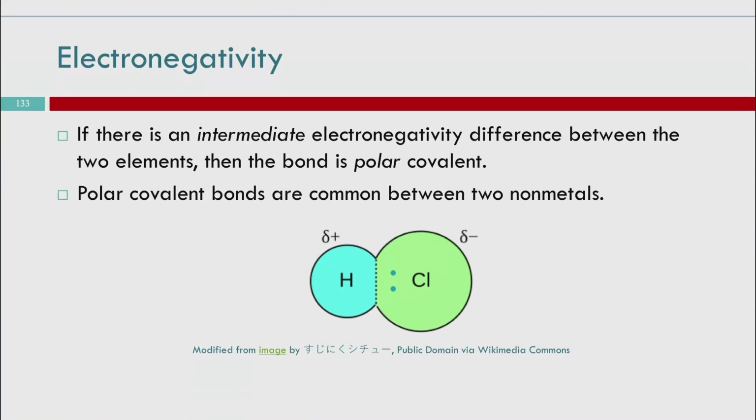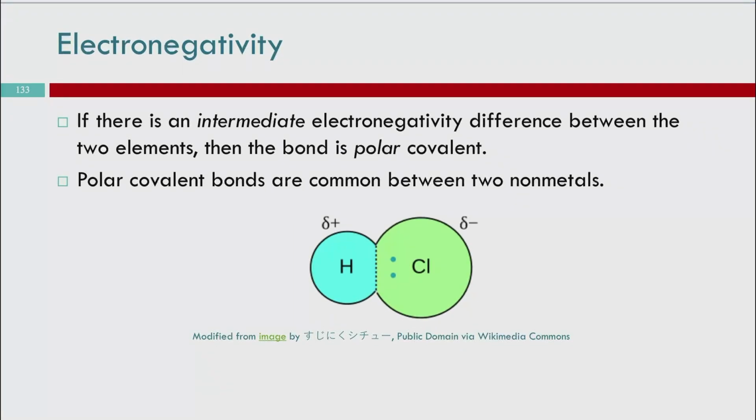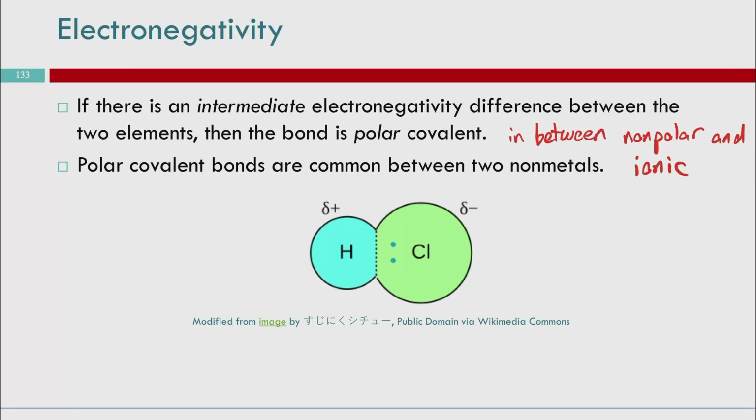And the intermediate one that we looked at previously, in between nonpolar and ionic, is polar, typically going to be between two nonmetals. I think for us, it's always going to be between two nonmetals.